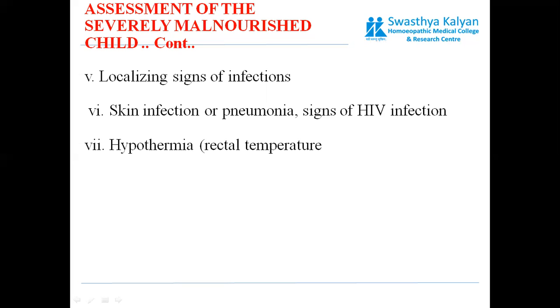So firstly history, then examination, that is anthropometry: weight for height, height for age, BMI. Then third, the physical features of malnutrition, which we discussed in the last lectures, should be looked for. And then lastly, clinical features of prognostic significance. So this was all about the assessment of the severely malnourished child.